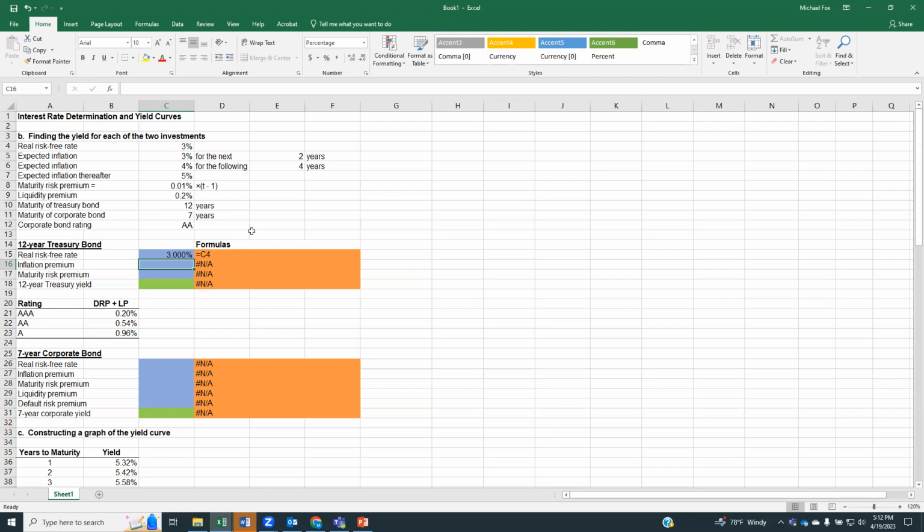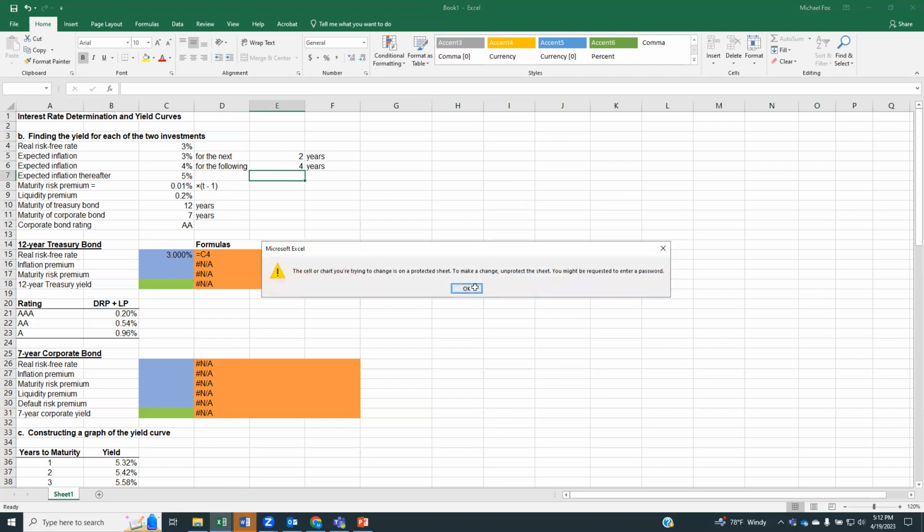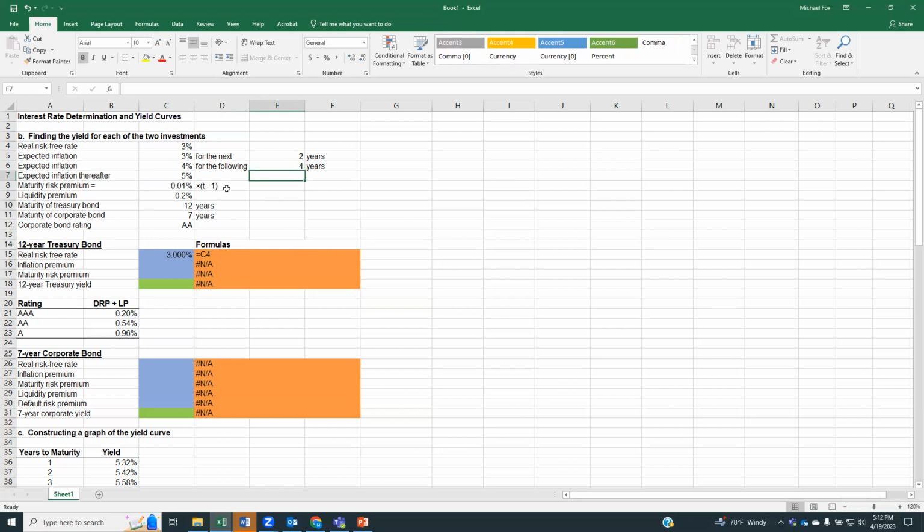So in this case, for a 12-year bond, I'm going to type in, if it will let me. Sometimes this thing freezes up cells. We have 2 years, so this is a 12-year bond. We're going to expect 2 years of the 3%, and then 4 years at the 4%, which makes 6 years, and then 6 years at the 5%.